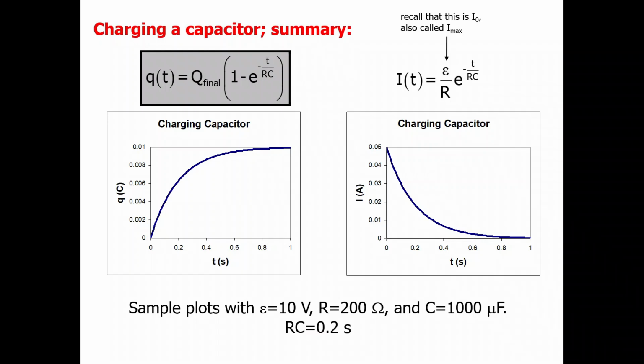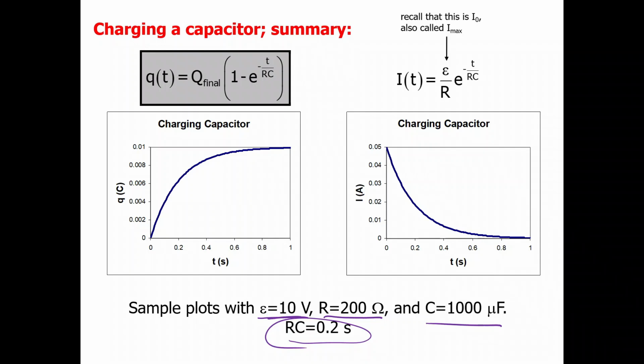So here's some example plots with your initial voltage of your power supply being 10 volts, a resistor of 200 ohms, and a 1000 microfarad capacitor. That's a pretty big capacitor. Your RC would be 0.2 seconds, because if you take 200 ohms times 1000 microfarads, that's going to give you 0.2 seconds. You'd have to convert the microfarads to farads first. And so that's going to be your time constant.